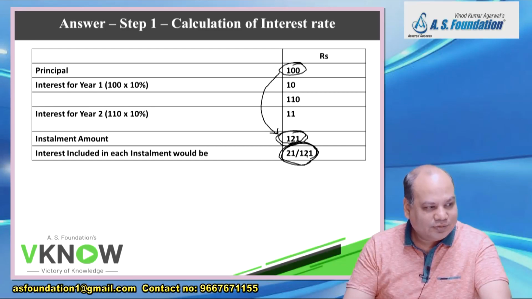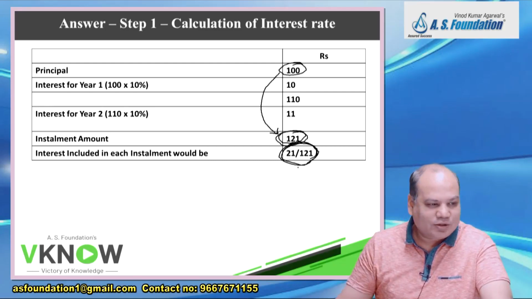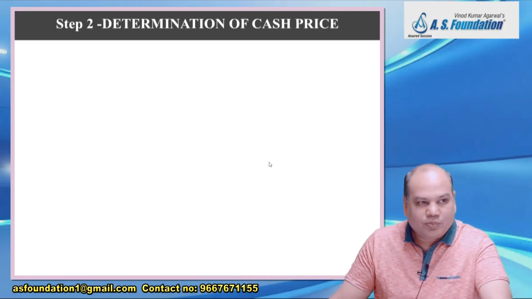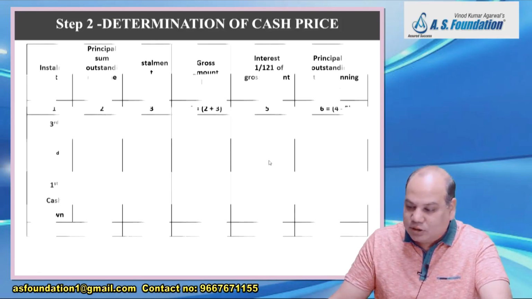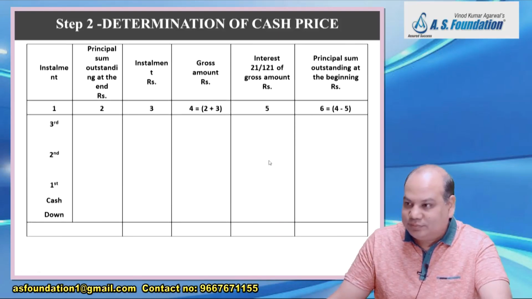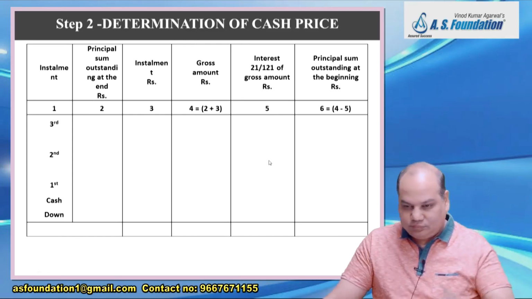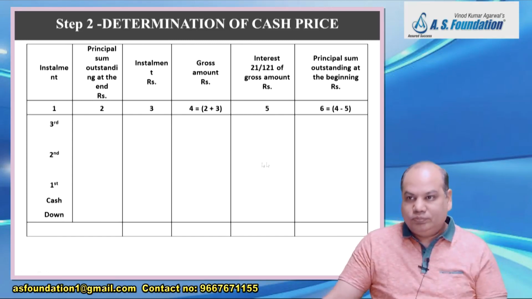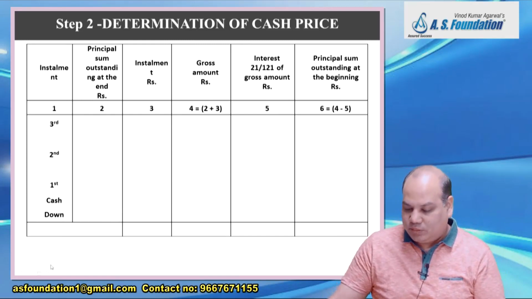Right. Format number 2. Start again, same format. Step 2, determination of cash price. Draw the same table. Little fast. Same table.